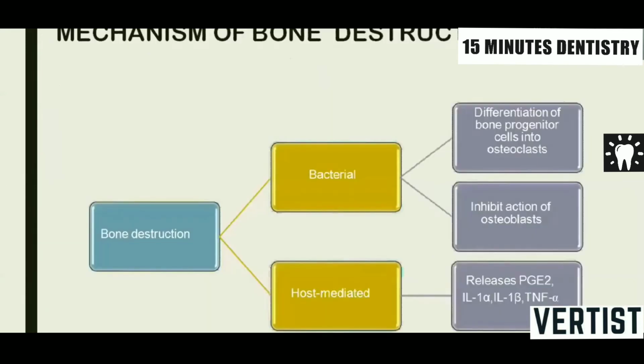The mechanism of bone destruction, as I mentioned, in a periodontal pocket is bacterial and host-mediated. Bacteria cause differentiation of bone progenitor cells into osteoclasts, as well as inhibit osteoblasts. So bone resorption increases, and bone deposition reduces by inhibiting the osteoblasts. Host-mediated: in an effort to kill the bacteria, the host also releases prostaglandin, interleukin 1 alpha, interleukin 1 beta, and these cytokines are released. They also cause bone destruction.